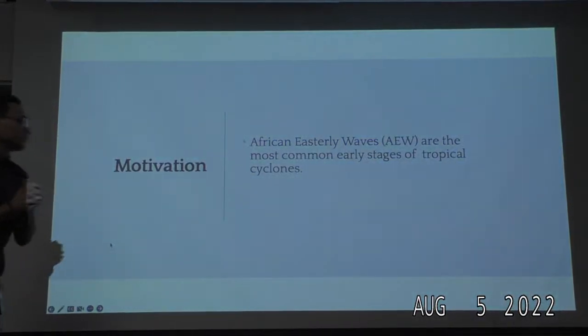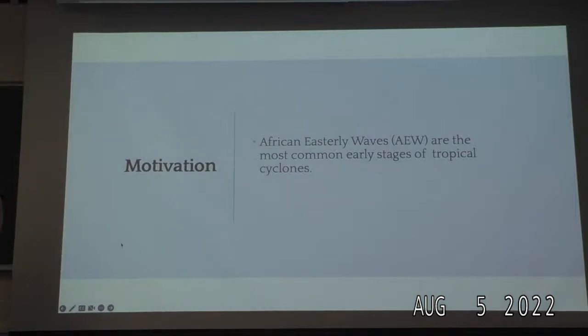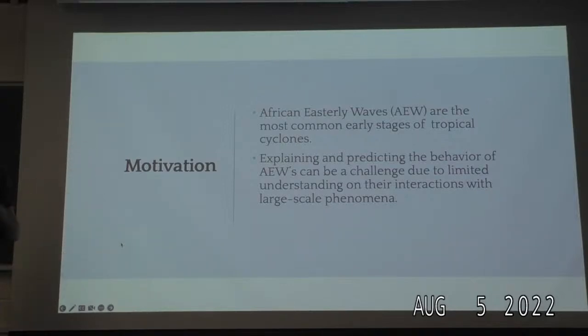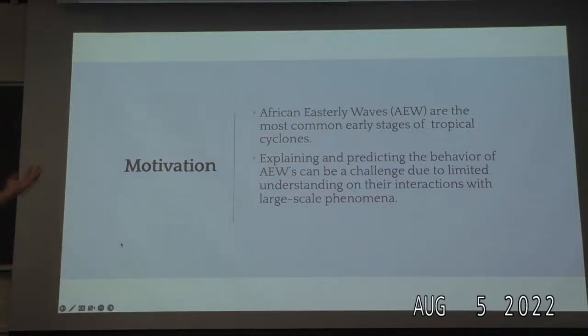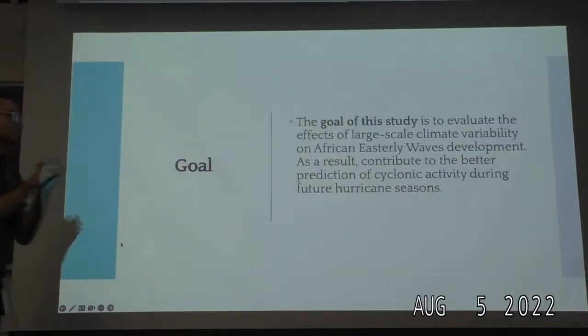For my motivation, African easterly waves are the most common early stages of a tropical cyclone. We don't have much explanation on the predictions of the behavior of African easterly waves and their relation to larger scale phenomena. For this reason, I wanted to pursue research in this topic to address that lack of knowledge. The goal of this study, as I stated before, is to evaluate the effects of large-scale climate variability events on African easterly wave development, and as a result, contribute to better predictions of future hurricane seasons.